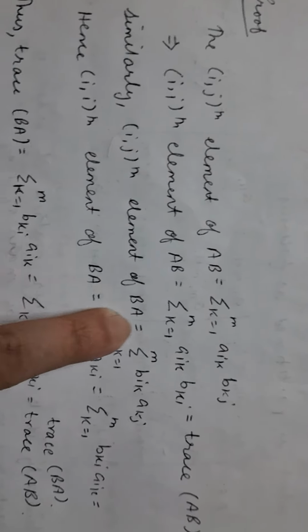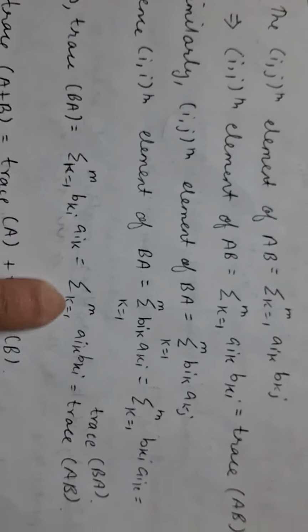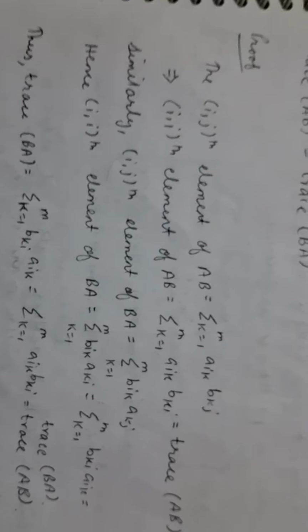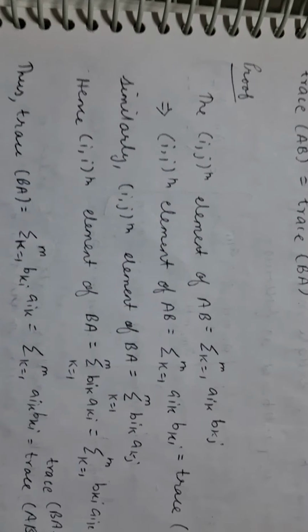And this is again the same value, aik bki. So it can be seen from this derivation that both of these values are equal. So this is how it can be proved that these two traces are equal.